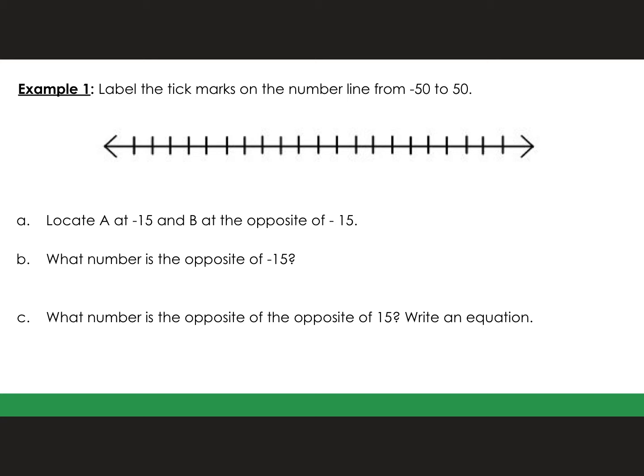So example 1, we're going to label the tick marks on the number line from negative 50 to 50. So that means my farthest left number is going to be negative because negatives are to the left. And my farthest right number is going to be the positive. Now I have to figure out what each one of these tick marks will be. And I also have to figure out where 0 is. So I'm going to count these marks, and there's 21 marks.